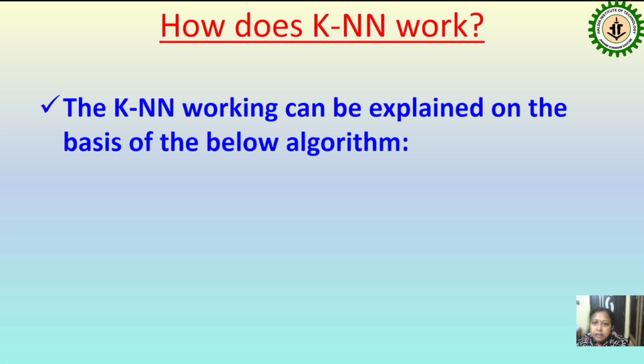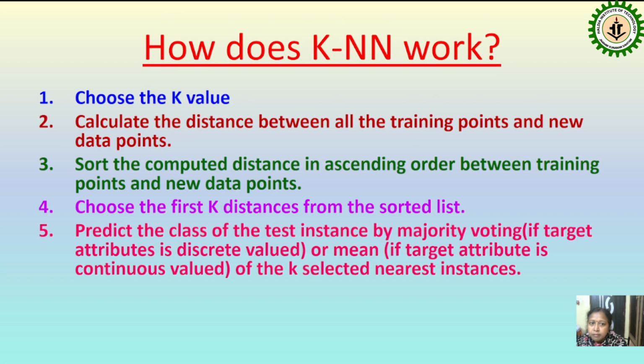How does kNN work? The kNN working can be explained with the below algorithm. The first step is to choose the proper value of k. The k value will be determined by the user. Next step is to calculate the distance between all the training points and the new data point. After calculation of the distance, sort the computed distances between training points and the new data point in ascending order. Fourth step, choose the first k distances from the sorted list.